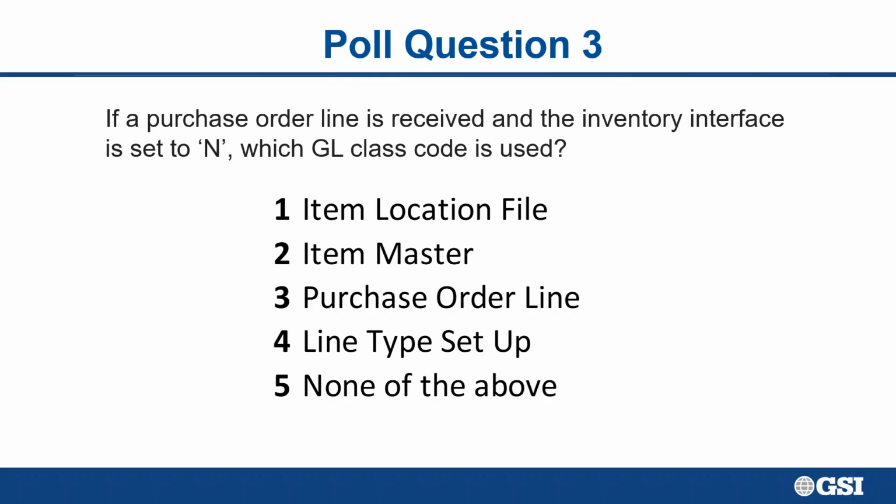Good. Wow. The vast majority of you were correct. This is going to come from the line type setup. It's set to an N, so no inventory interface. So that automatically rules out the numbers 1 and 2 right here. The line type setup is going to default that into the purchase order, and then that is what's going to get used. Very good.